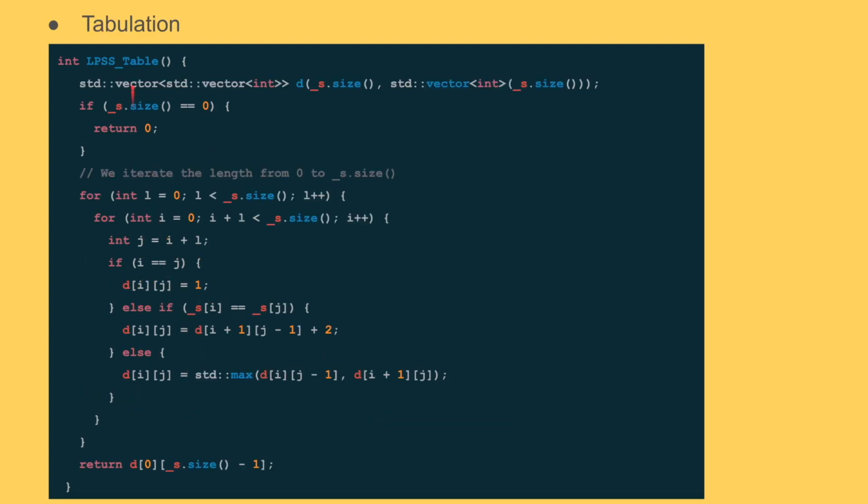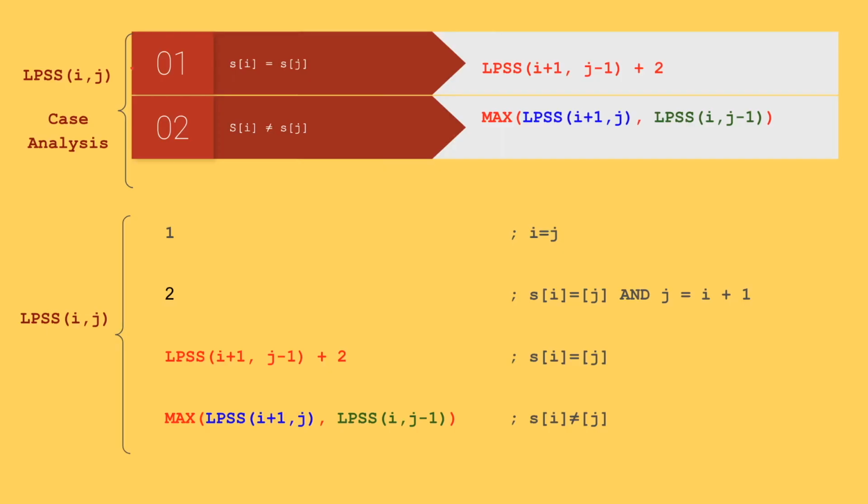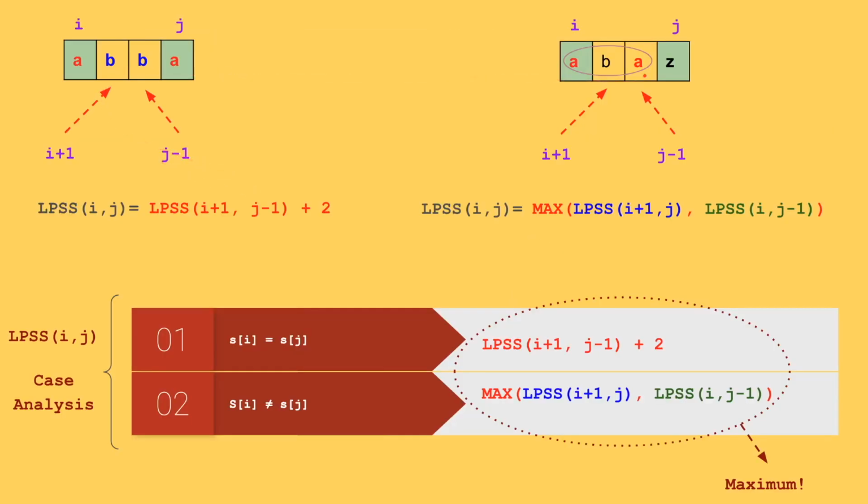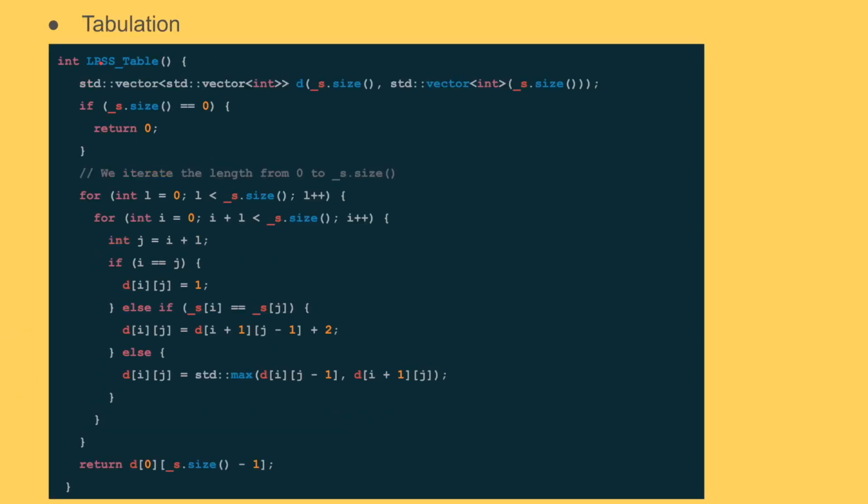And then the tabulation for this problem is a little bit different, because the order in which you have to fill out these memory locations is a little bit different. Usually you might think that you can start from i and j and have two for loops and you're done. But what you really need is to define a length of all the subsequences and then iterate that length from 0 to the size of your input.